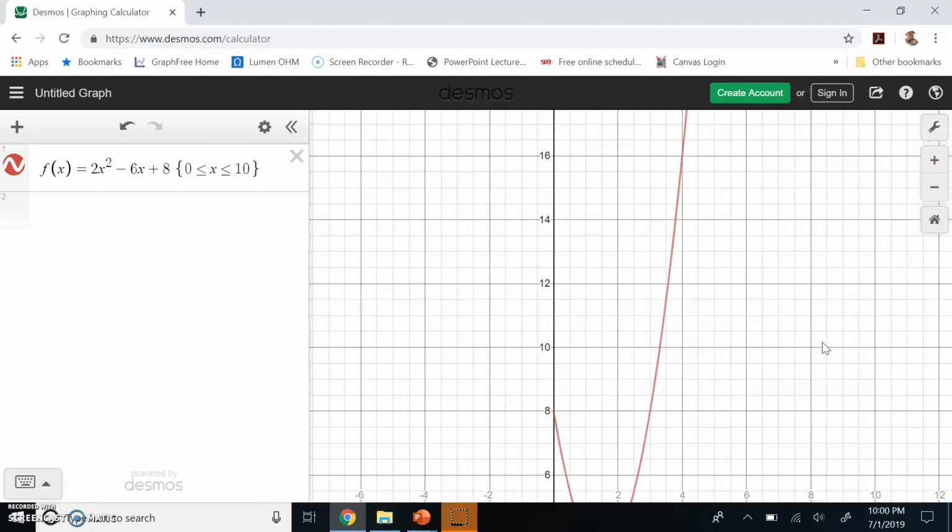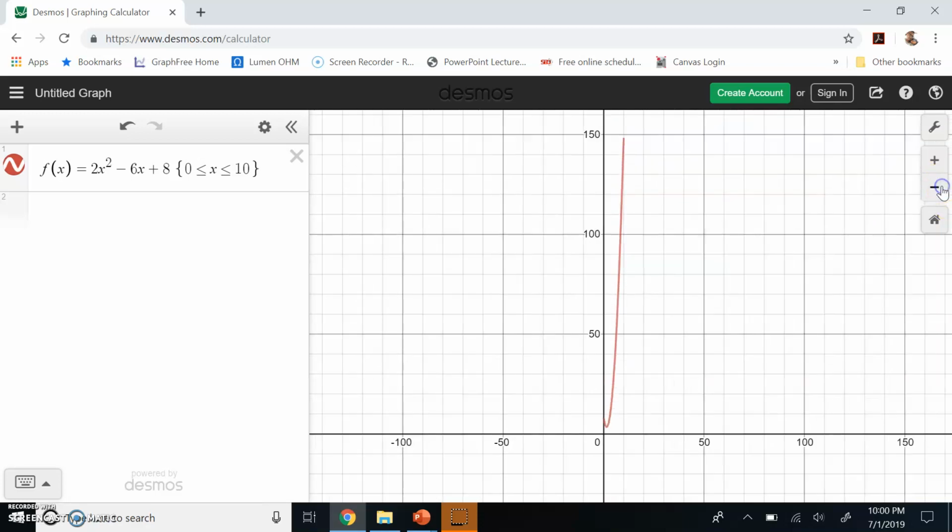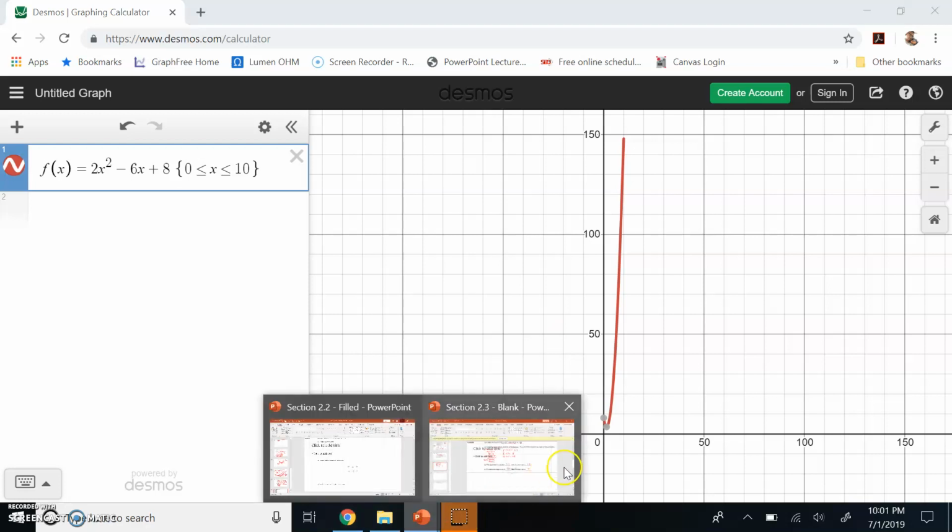Now we have to zoom out a little bit for the absolute maximum. It's all the way up there. On this interval, the highest point is this point, which is 148, that's the y value, and it occurs at x equals 10. Okay, so the function starts here, the function ends there, that's the absolute minimum, and that up there is the absolute maximum.